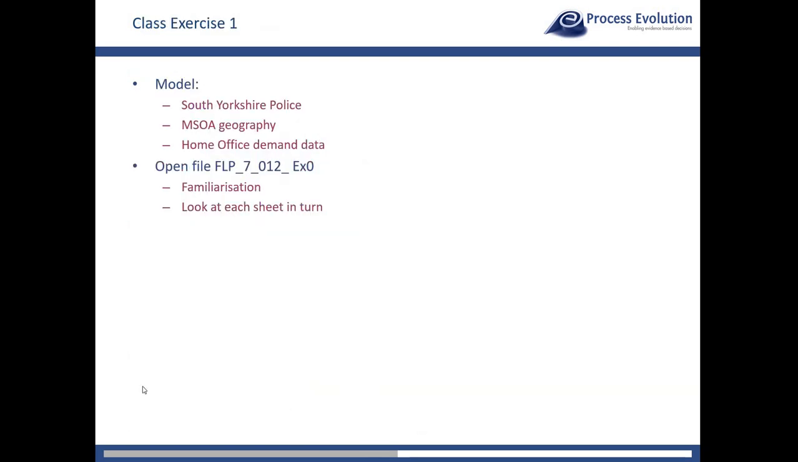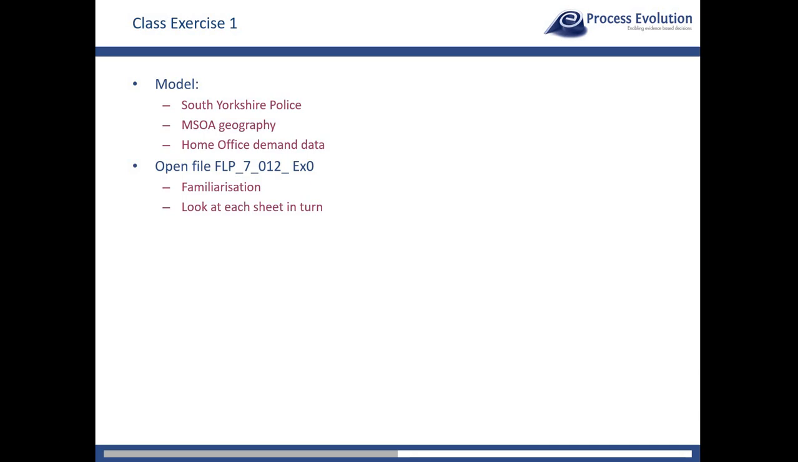Within the models that you've got, you should have access to files. In this case, it will be the South Yorkshire Police model. We're using MSOA as the level of geography, and we're going to apply the Home Office demand data. So first thing I'd ask you to do is to open up the following file. So that's FLP version 7-012 and exercise 0. So this is the starting model we're going to use within the training.